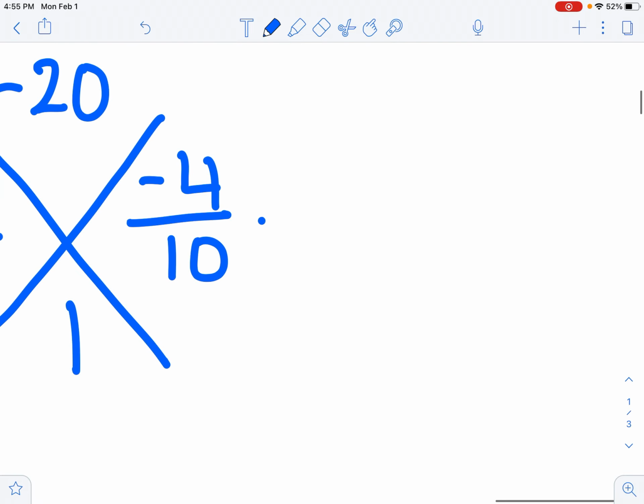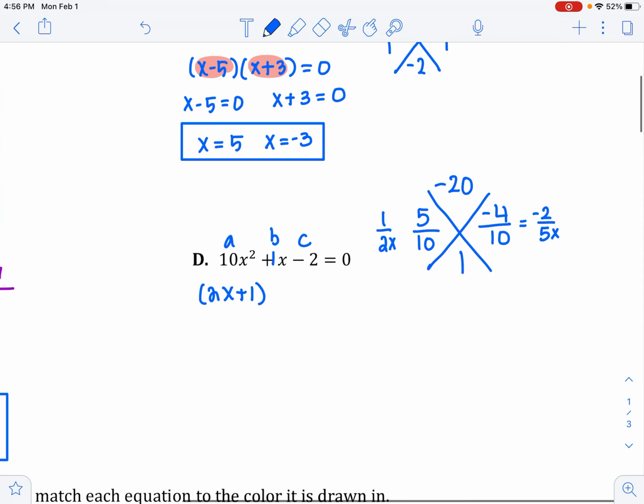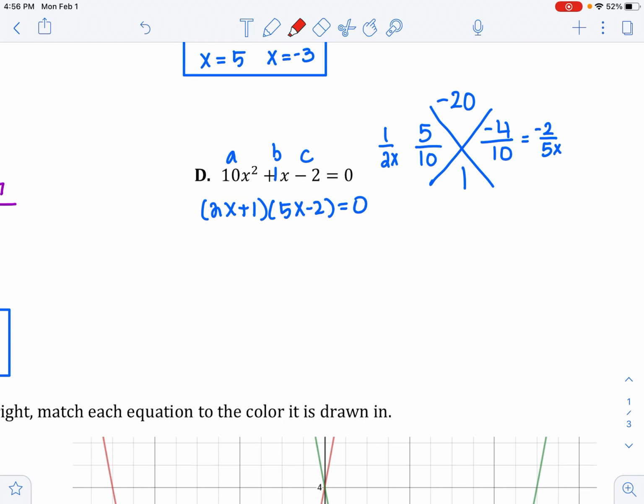And now for my other fraction, let me zoom in again here. 2 goes into both the numerator and the denominator. So it goes in there negative 2 times, and it goes in there 5 times. So this is a 5x minus 2. Don't forget the equals 0. Now you have your two factors, and you can set each factor equal to 0 and solve.